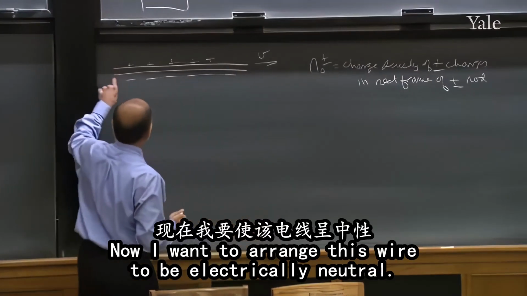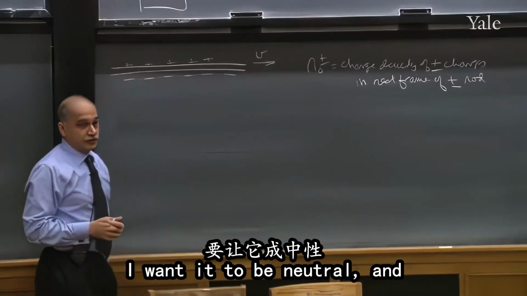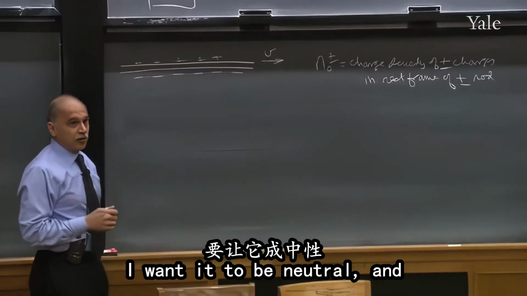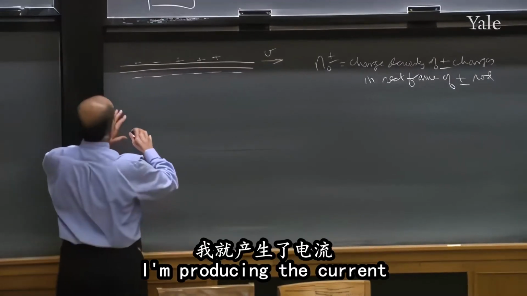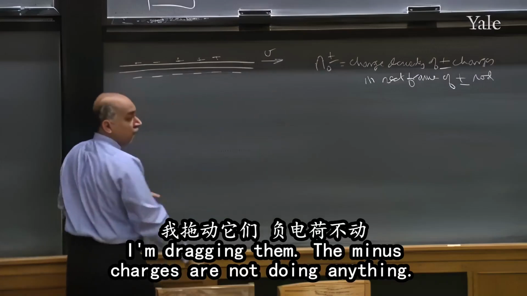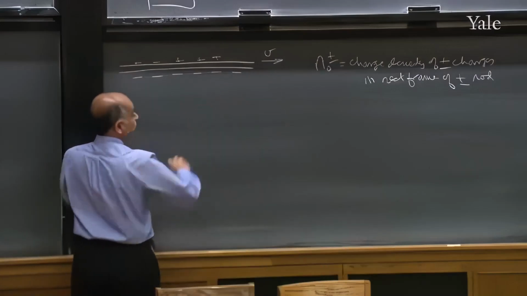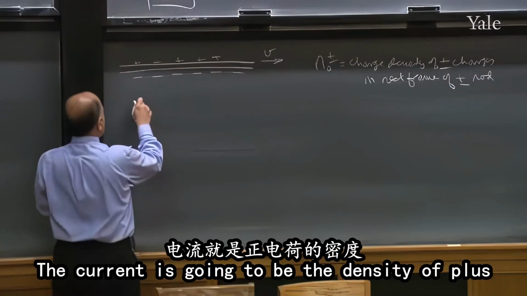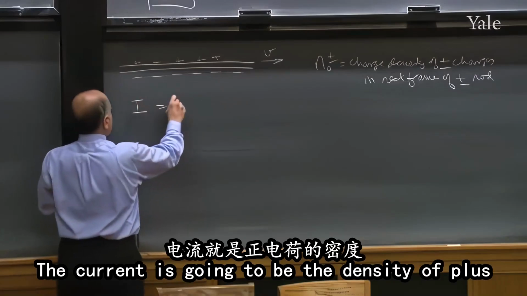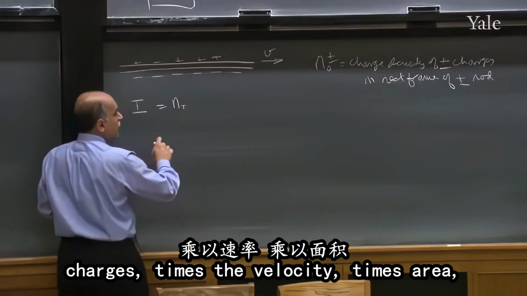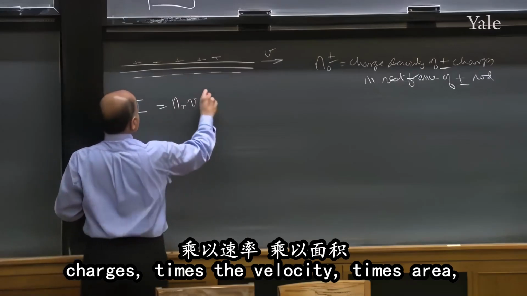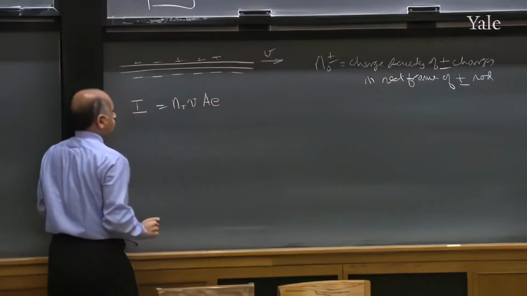Now, I want to arrange this wire to be electrically neutral, and I'm producing a current by moving the plus charges to the right. I'm dragging them. The minus charges are not doing anything. So what is the current? Current is going to be the density of plus charges times the velocity times area times the value of each charge.